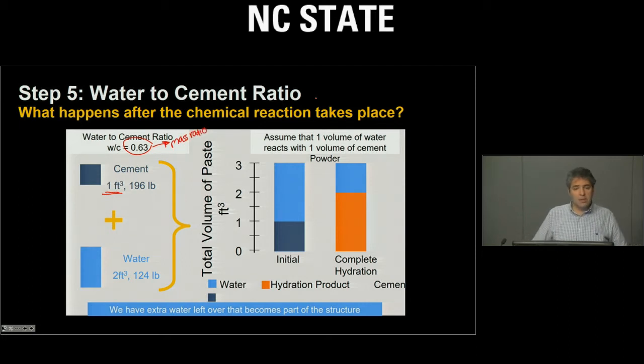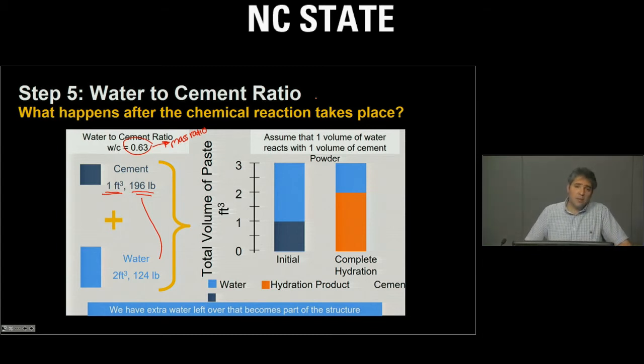So we have a water cement ratio of 0.63, and we will go ahead and take 1 cubic foot of cement. Of course, we know the specific gravity of the cement, and we can calculate how much 1 cubic foot of cement weighs. It turns out to be 196 pounds. And we will use the water cement ratio now to calculate how much water we need to have a water cement ratio of 0.63. When we use this water cement ratio and the mass of the cement, we end up with 124 pounds of water.